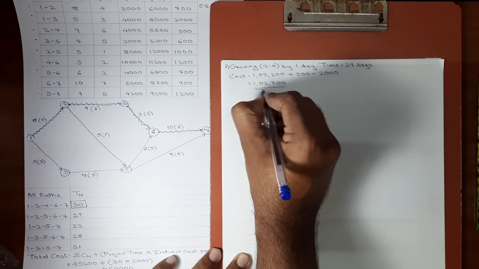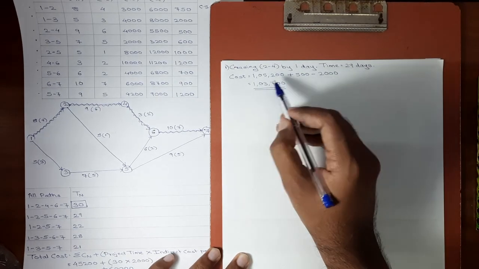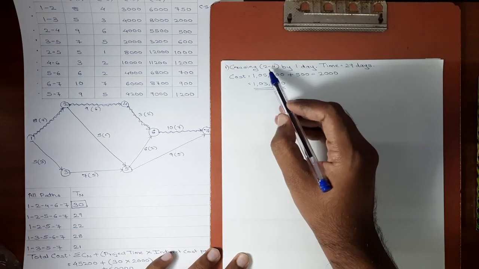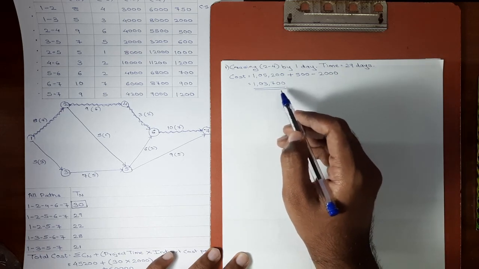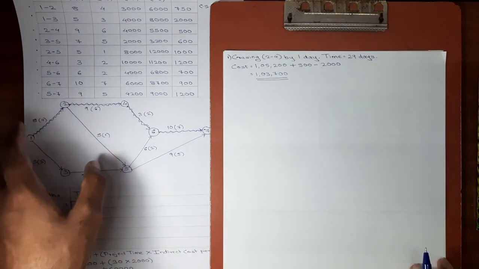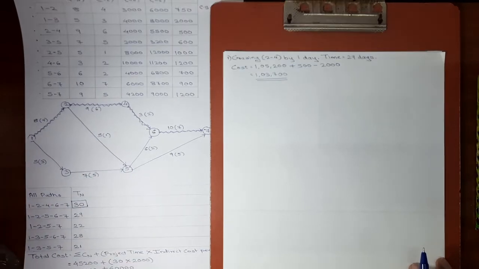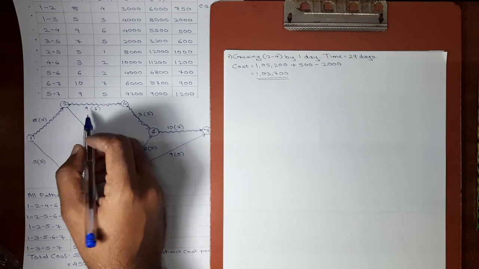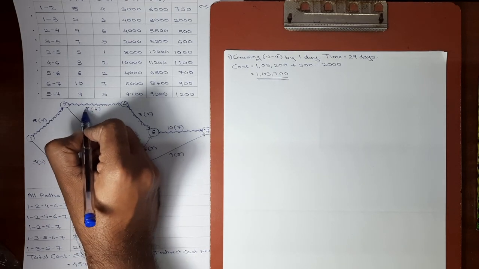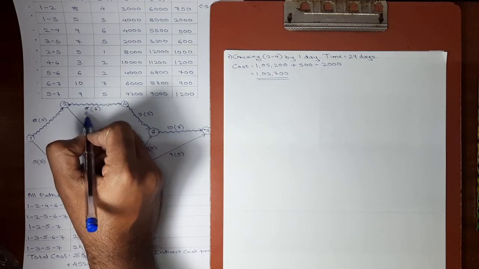Okay, at first the cost was 1,05,200. After crashing activity 2.4 by 1 day, the cost was reduced to 1,03,700. Activity 2.4 was crashed, so we'll be updating it in the network diagram. Now here the normal duration was 9. As the activity was crashed by 1 day, here it will be 8.